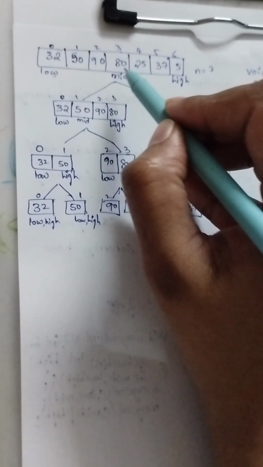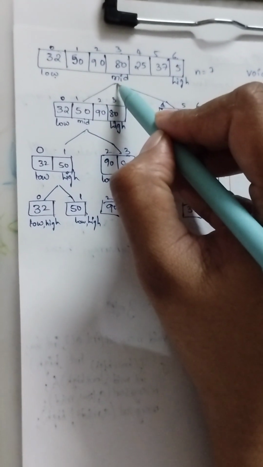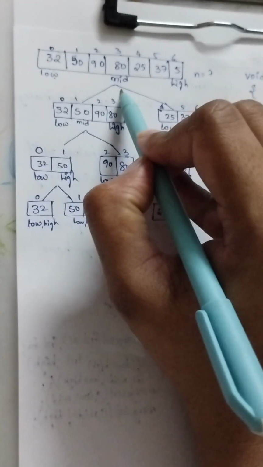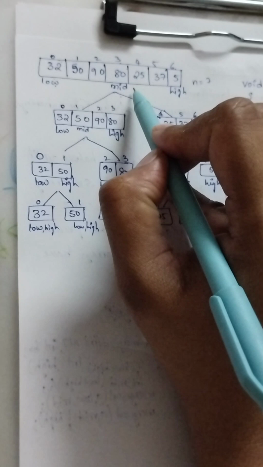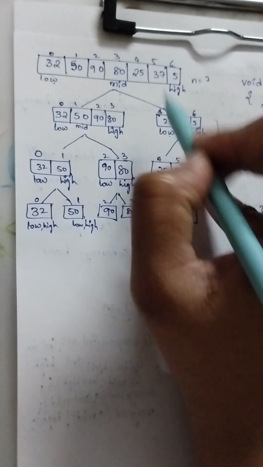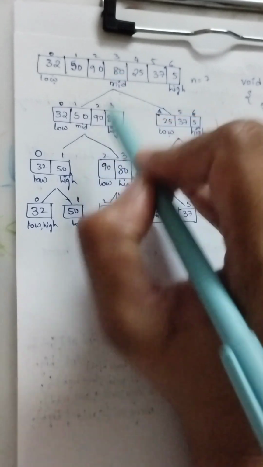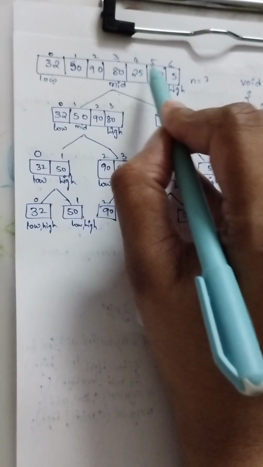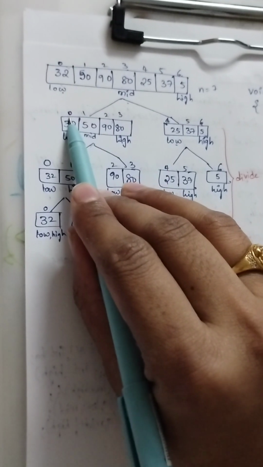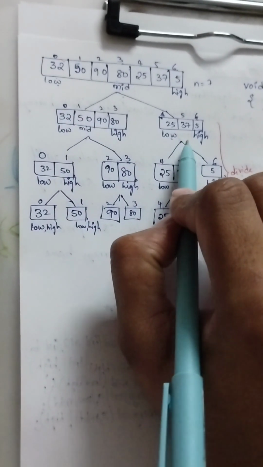So now with the help of this mid we are going to divide the array into two halves. Means from low to mid one half, and from mid plus 1 to high the second half. That is, from the 0th index to the third index the left half, and from the fourth index to the sixth index the right half. Okay, so now this is one subarray and this is one subarray.